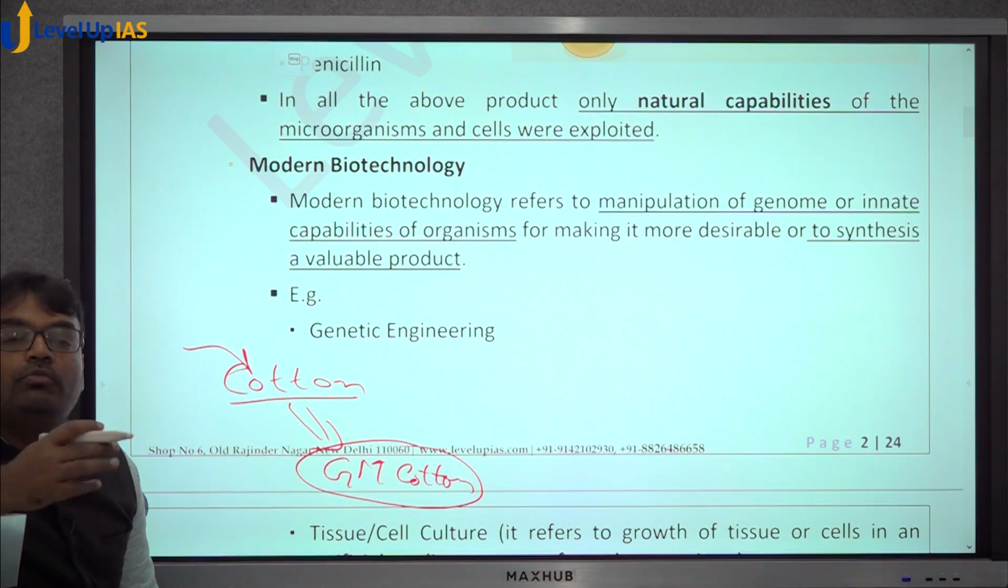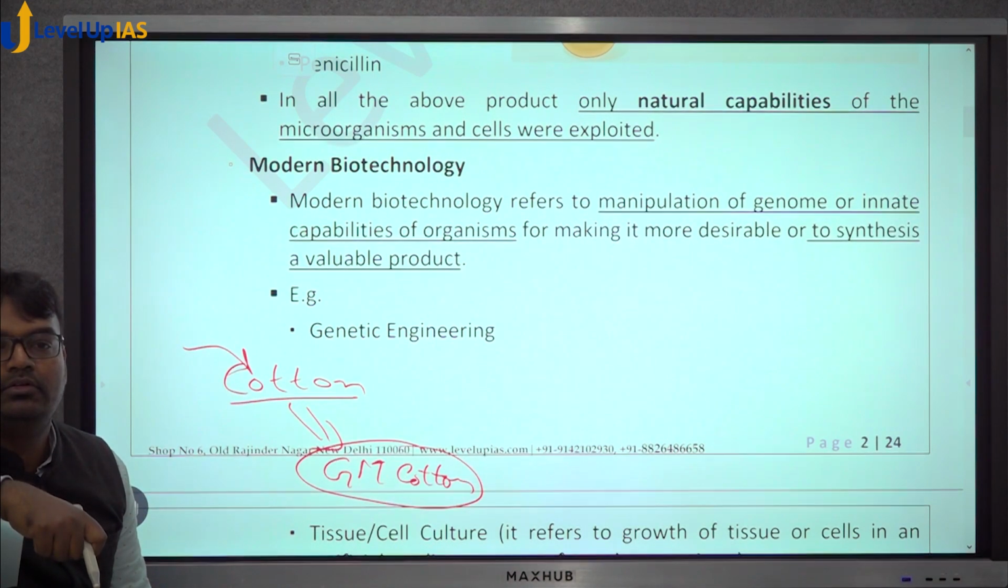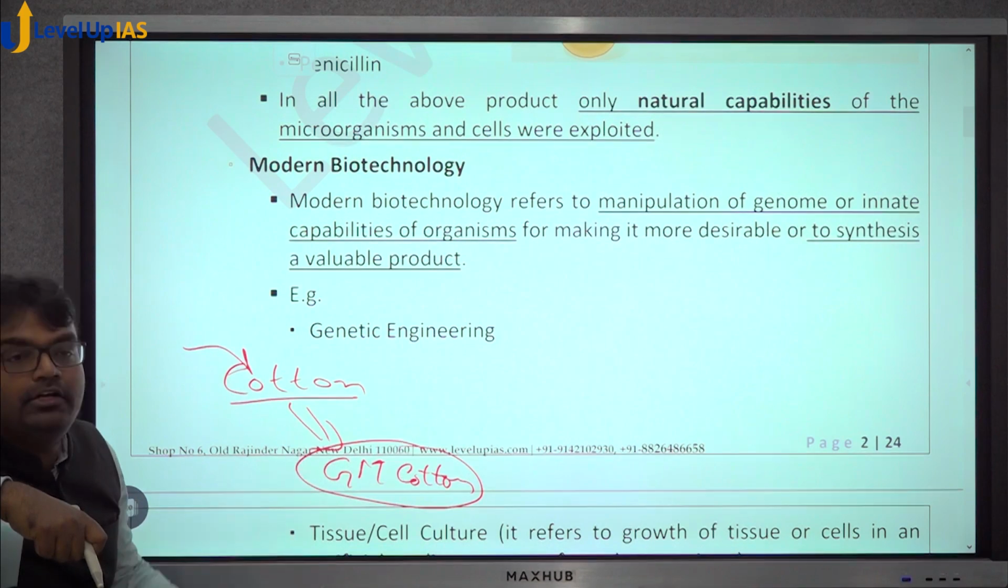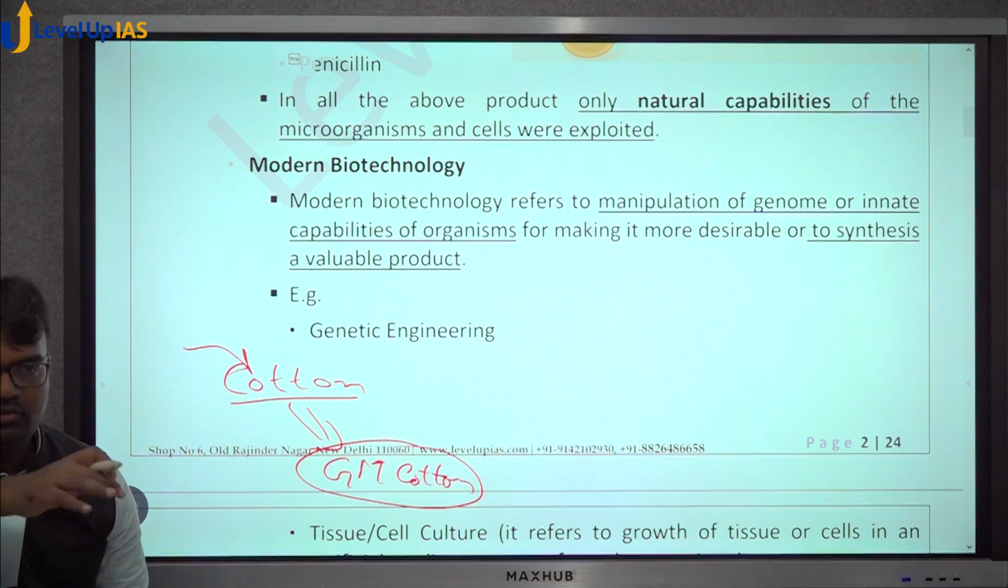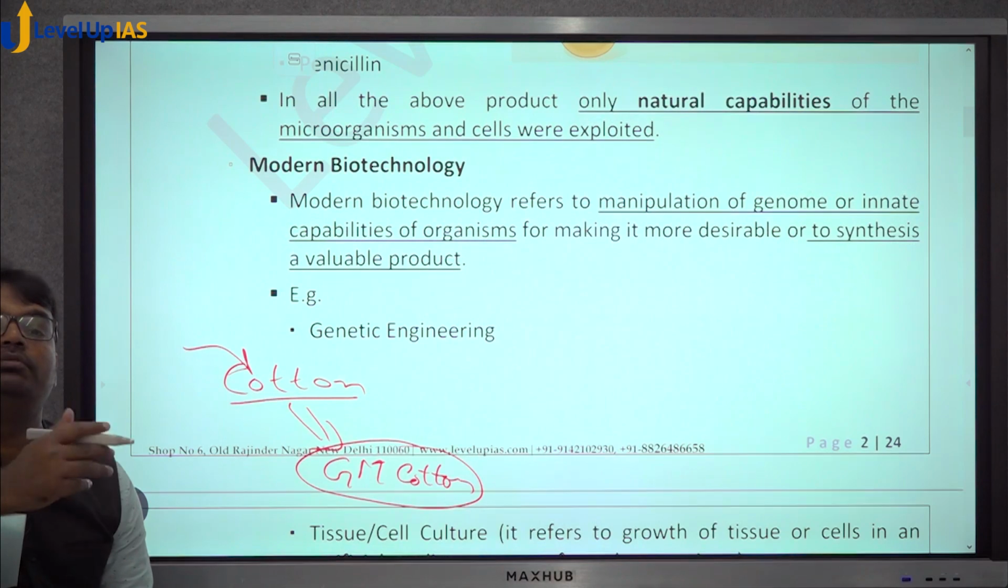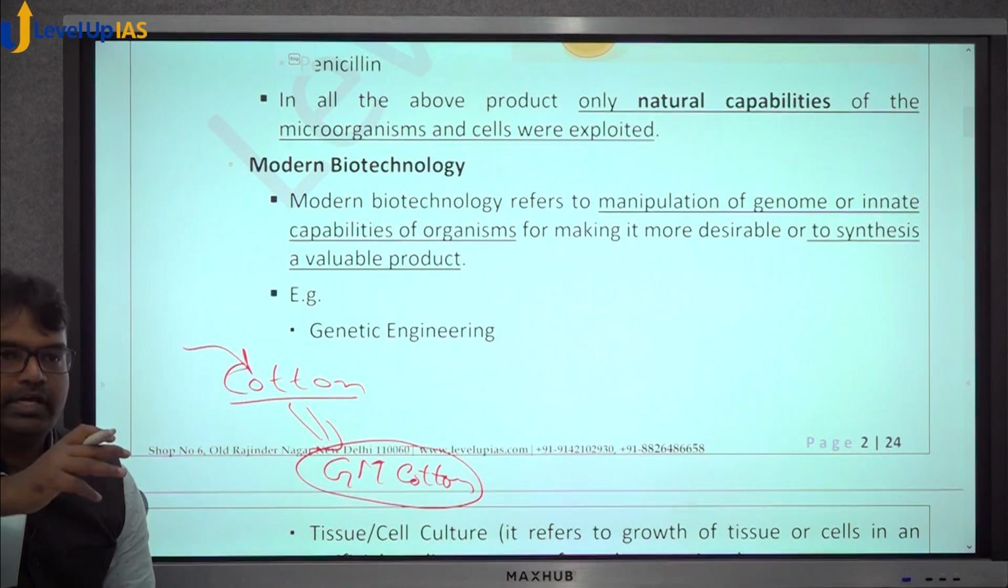Tomorrow, when we talk about application of biotechnology, we'll talk about GM crops, how GM crops are exactly made. Here we change the inherent property. It becomes GM cotton. Now see, suppose you extract algae for producing biofuel. Algae can be a source of energy. You extract it, and using it you make biofuel, you make biodiesel.